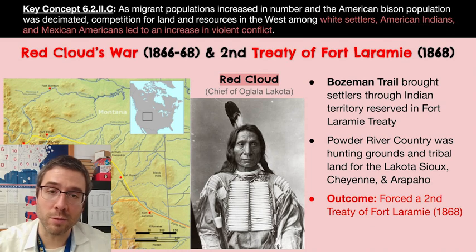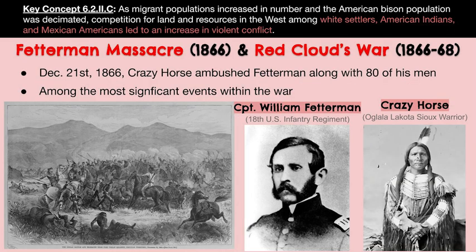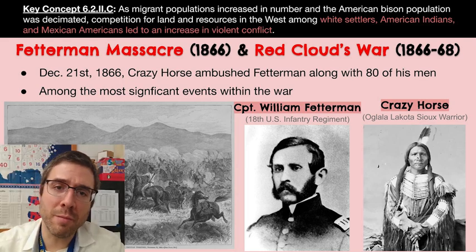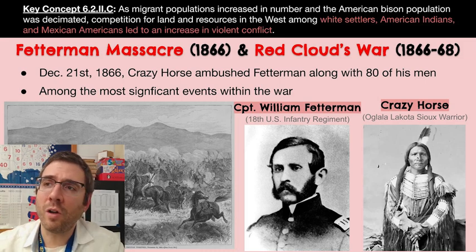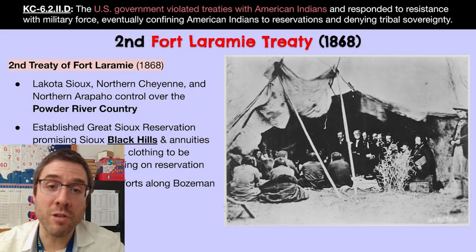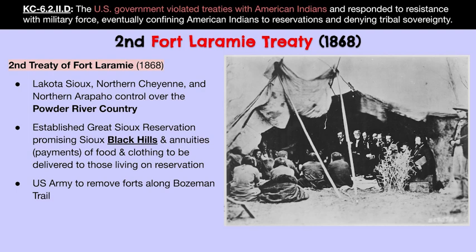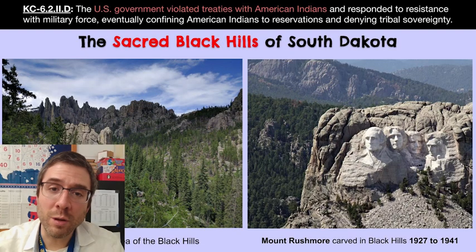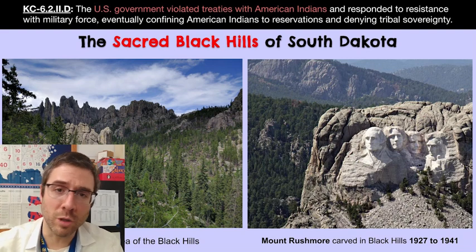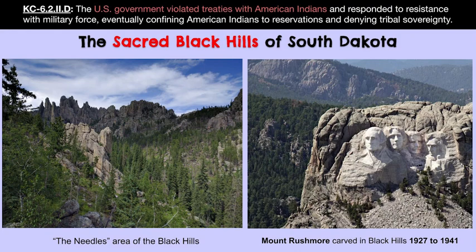Red Cloud's War, taking place from 1866 to 1868, will be over this disputed Powder River Basin territory. It'll bring figures like Crazy Horse to prominence, as Crazy Horse will lead an ambush on Captain William Fetterman in the famous Fetterman Massacre on December 21st, 1866. Ultimately, Red Cloud's War will lead to another Fort Laramie Treaty in 1868 that this time will assure the Sioux that the Black Hills, sacred to them, are off limits from the U.S. Army, from the military, from migrants and miners.